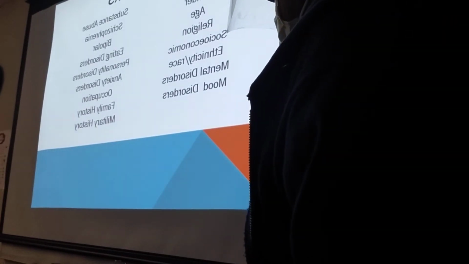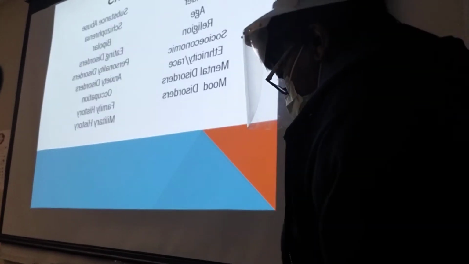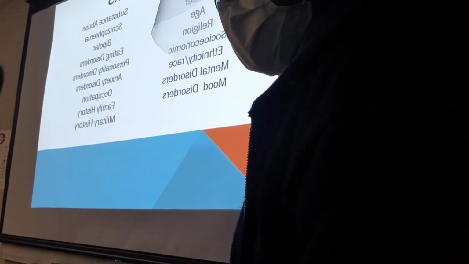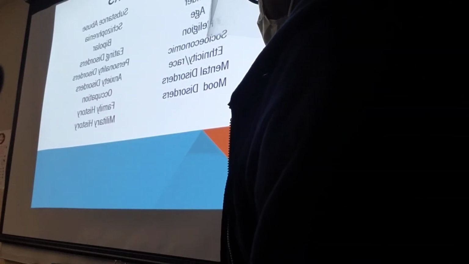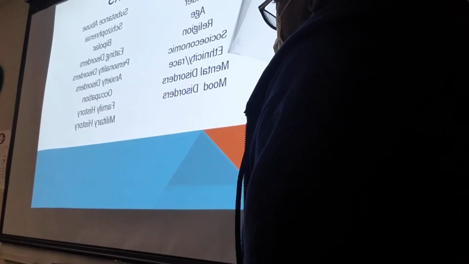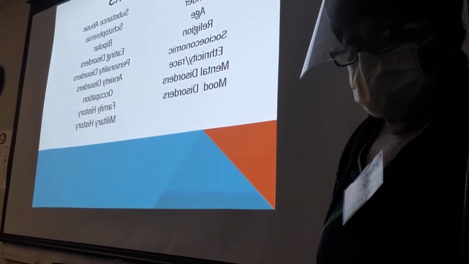Most of the time, the ones that you're going to get in the hospital are the ones on the right-hand side, the ones with substance abuse, your schizophrenia, your eating disorders, like the nice little video that we saw last week. I really learned a lot from that. Your personality disorders. What about occupation, family history?